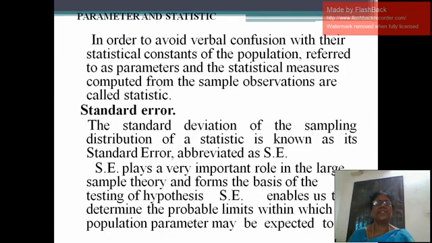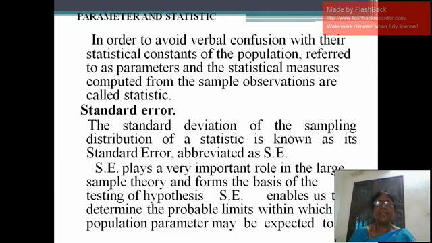Parameter and statistics. In order to avoid verbal confusion with the statistical constants, namely the mean, median, mode, or the standard deviation or variance, etc., for the population and the sample, we will be using 2 different names, namely the parameter and statistic.